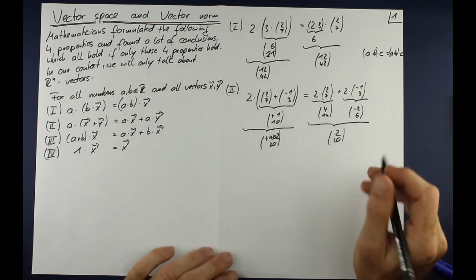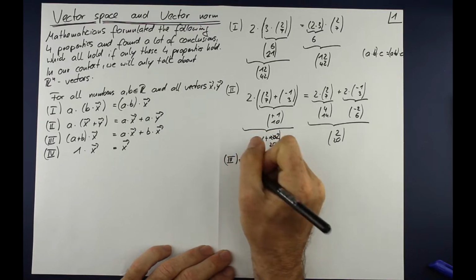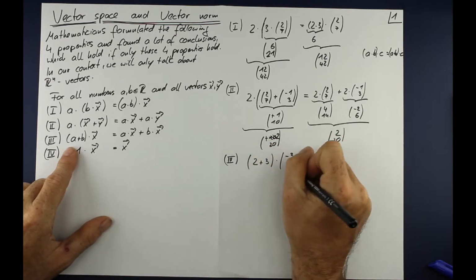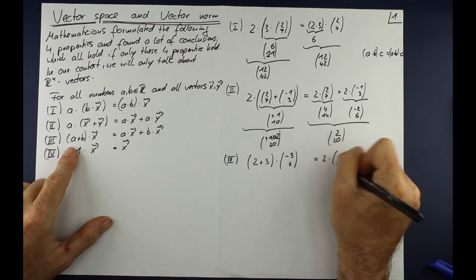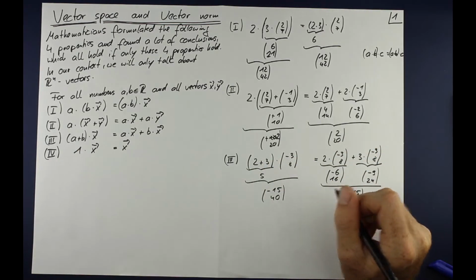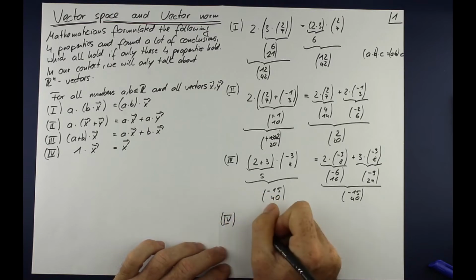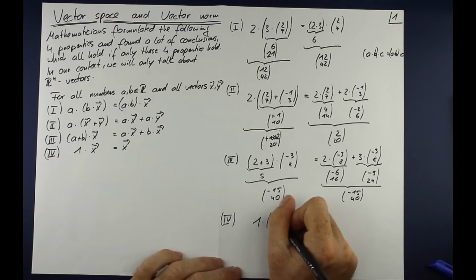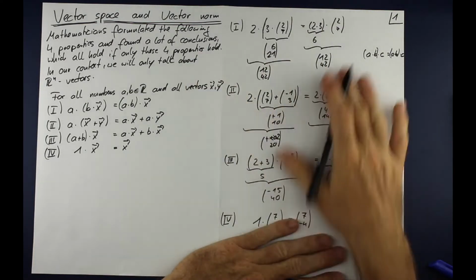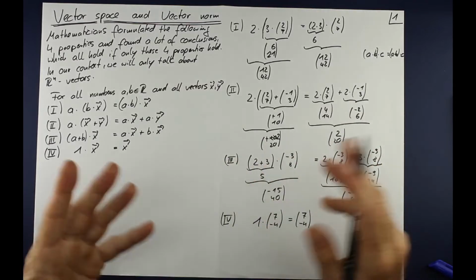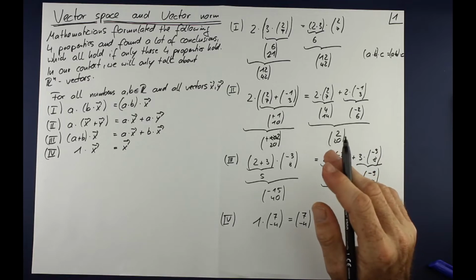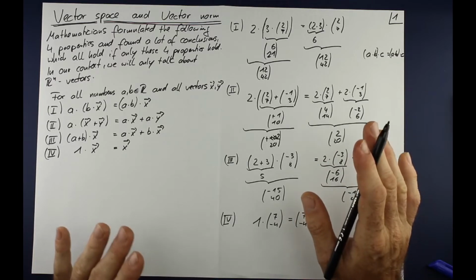So very easy. Let's check the third one. Please give me 2 numbers and 1 vector, let's say, and let's check if this is. And indeed, this is true. And the fourth is very simple. 1 times some vector, let's say 7 minus 4, is indeed 7 minus 4. So for these examples, this is true, and for every other choice of a, b, and vector x, y, it will also be true. That's really easy.